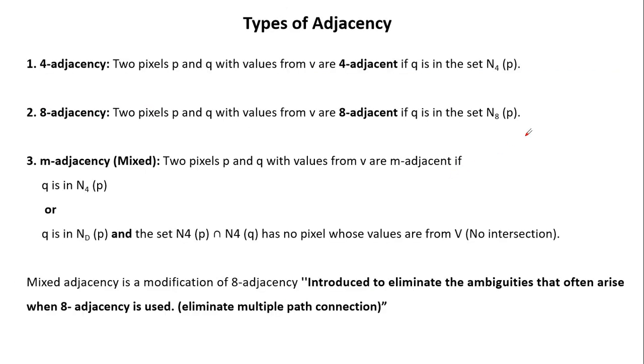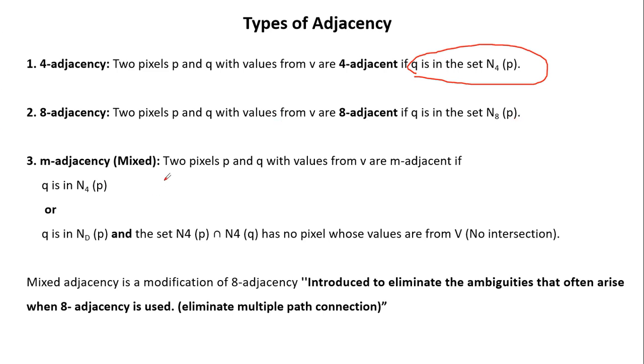For adjacency, 2 pixels P and Q with values from V are 4-adjacent if Q is in the set N4(P). At that time we can say that it is 4-adjacent. 2 pixels P and Q with values from V are 8-adjacent if Q is in the set N8(P). Now with an example, this 4-adjacency and 8-adjacency will be cleared.